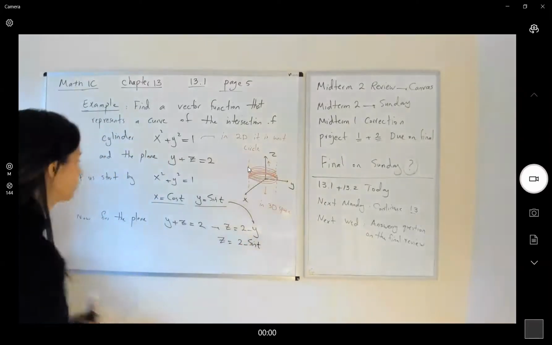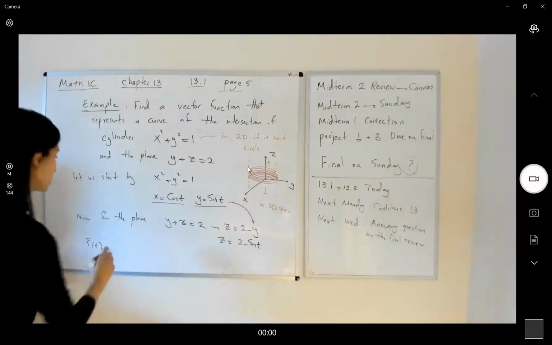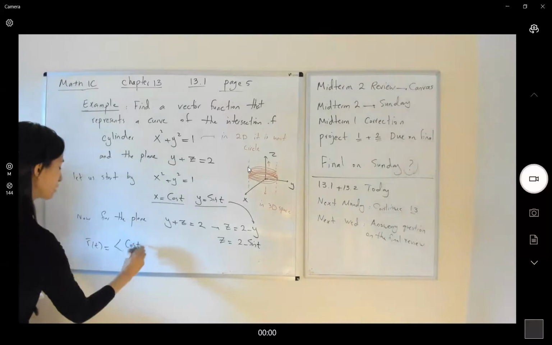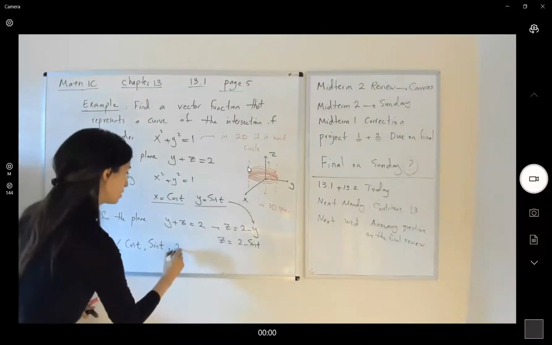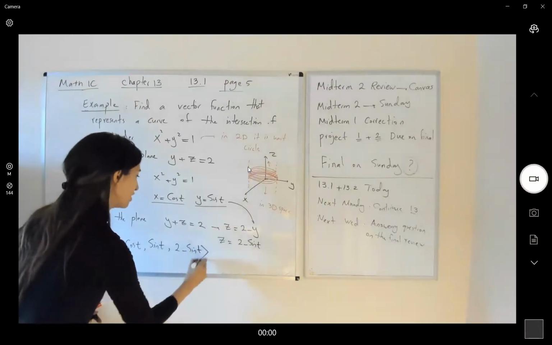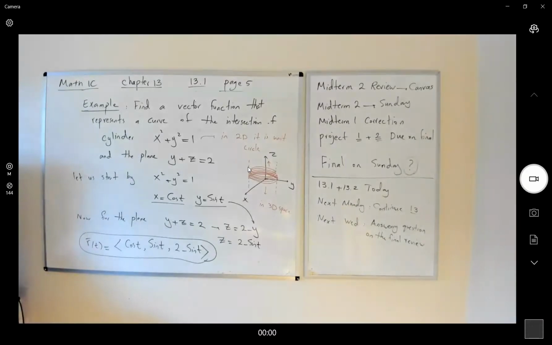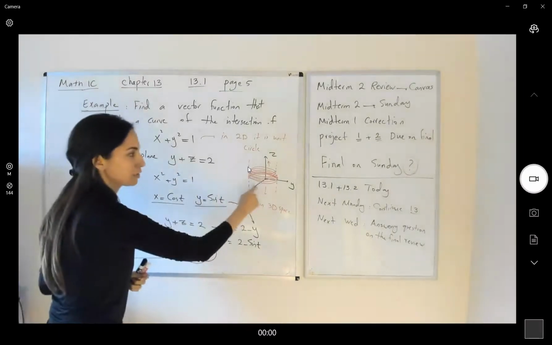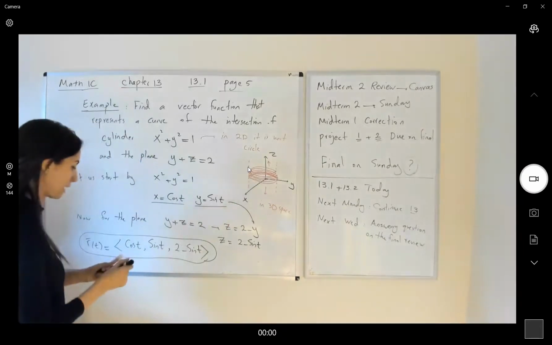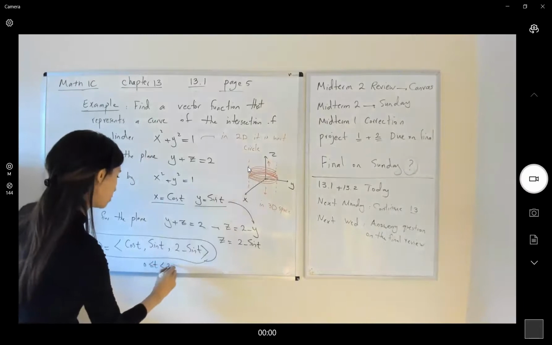Very well, I have my vector function r(t) equal to <cosine t, sine t, 2 minus sine t>. Here we go. And note that your t ranges between 0 to 2 pi, so you can add that here. Make sure we have everything written here.